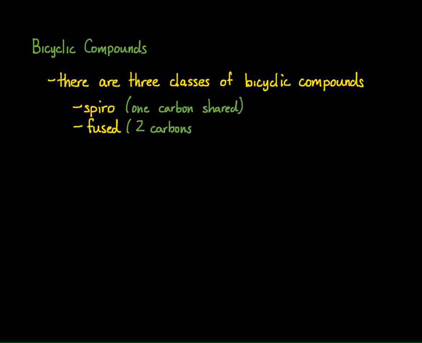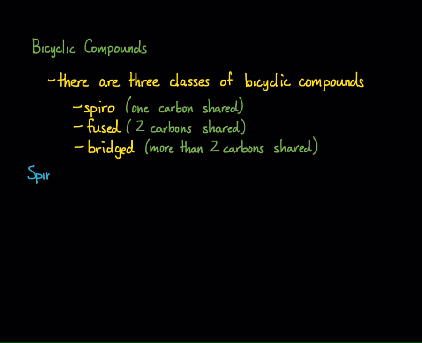Then you can have a fused bicyclic compound where two carbons are shared between two rings. And you can have a bridged bicyclic compound where there's going to be more than two carbons that are shared. Now, oftentimes fused bicyclic compounds are a subcategory of bridged, where essentially you have zero bridges, which makes it a fused compound. So oftentimes you'll see in places people just saying that there are Spiro compounds and there are bridged compounds, and a fused bicyclic compound is part of the bridged compounds.